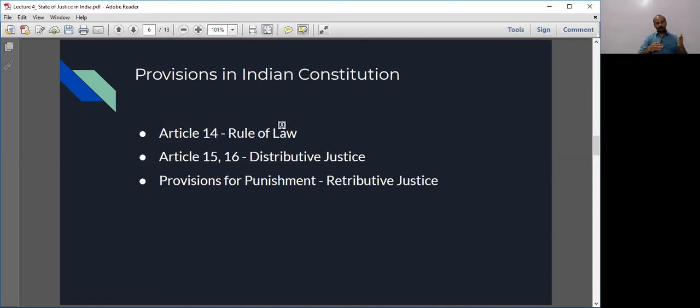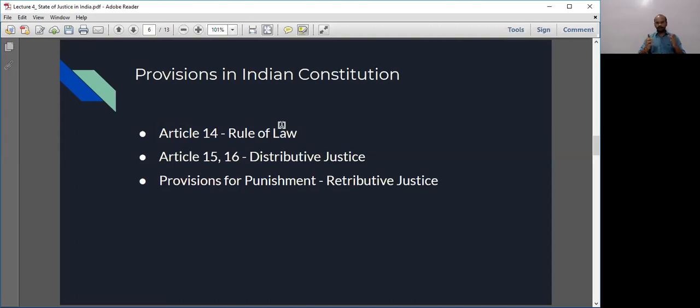Now, when we talk about Article 15 and 16, you will see that they are distributive justice, कि किसको क्या चीजें मिलनी चाहिए. Article 15 and 16 talks about the kind of reservation system for different sections, for SCs and STs, for backward classes, and then for women and children, special provisions for them. So these kind of justice or special provisions are the part of distributive justice.